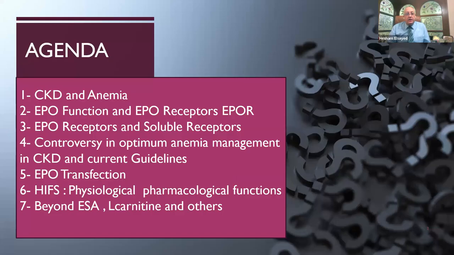So the agenda to be covered here is: CKD and anemia; EPO function and EPO receptors; EPO receptor and soluble EPO receptors; controversy in optimum anemia management in CKD, and the current guidelines with future guidelines; EPO transfection and production techniques; hypoxia-inducible factors, their physiological and pharmacological function beyond even anemia treatment. And lastly, beyond ESA, we can discuss L-carnitine, B12, folic acid, and others.